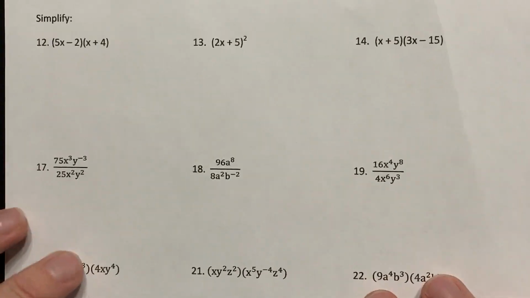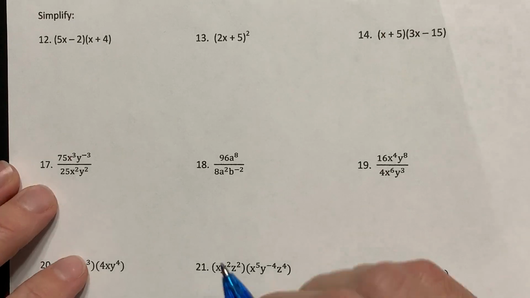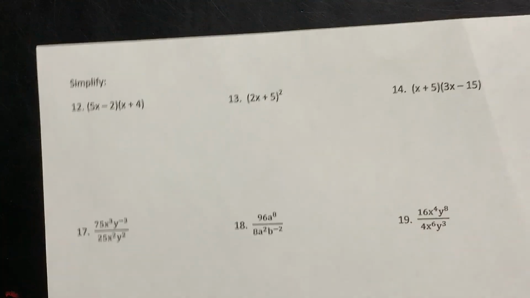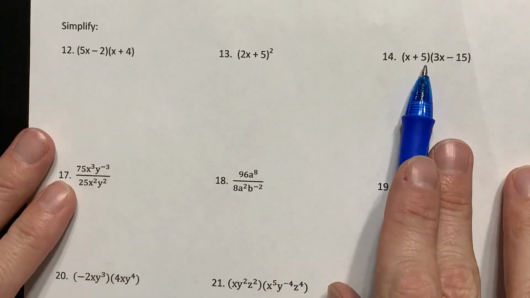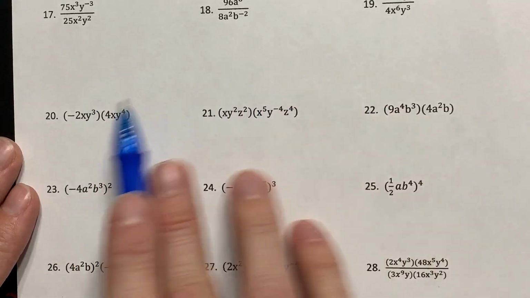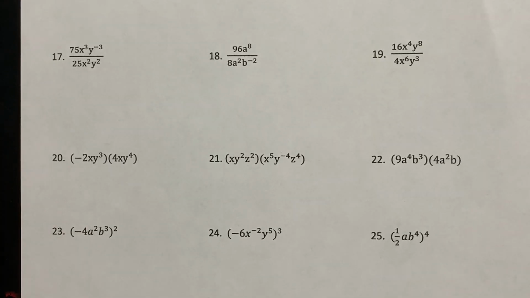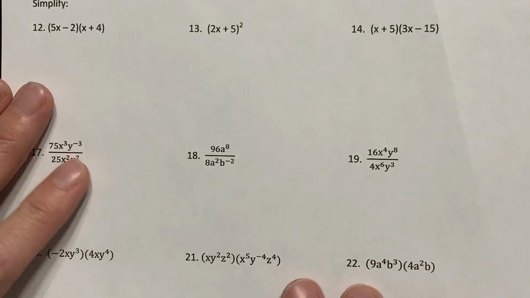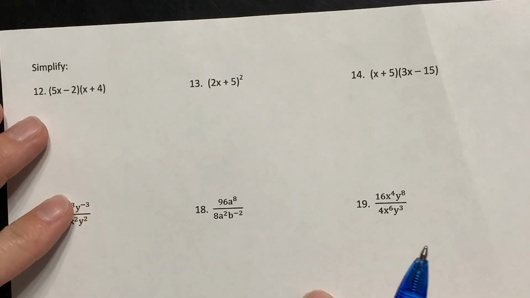Next page, we have some exponent rules and multiplying binomials. I'm not going to do all of these because there's 3 problems of every type. I want to do maybe 1 or 2 just to give you an idea, instead of all 3 of each type.